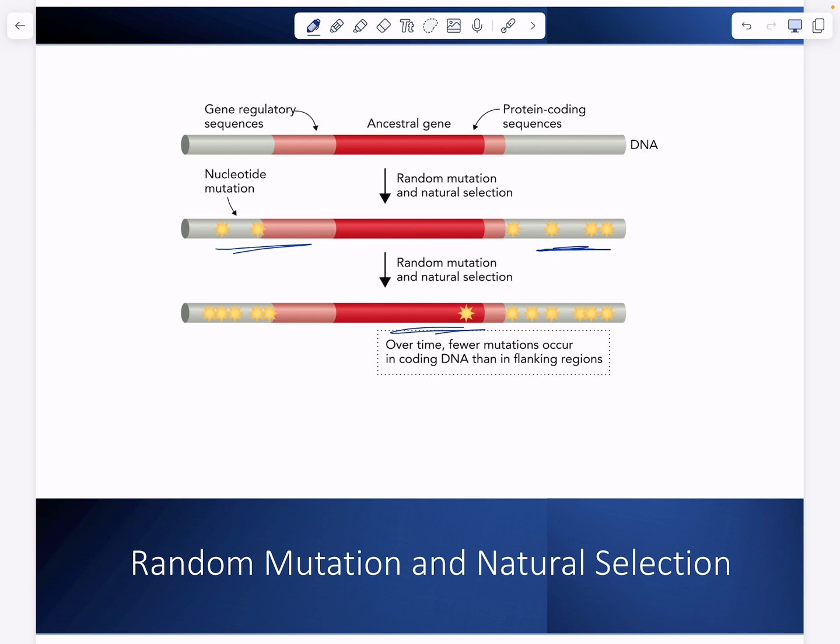So basically, every time a mutation occurs, the individual that has that mutation either has a survival and reproductive advantage, or they don't. Okay, and it gets passed on or not. And so over time, fewer mutations are going to occur in the coding region. Okay, so this would be what gets made, than in the flanking regions, because over time you kind of optimize the function of that protein, and once it's optimized, there are going to be fewer mutations that actually result in a survival advantage.